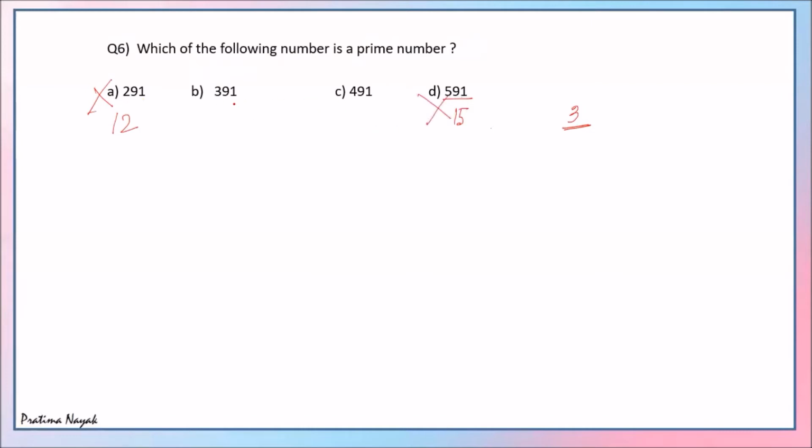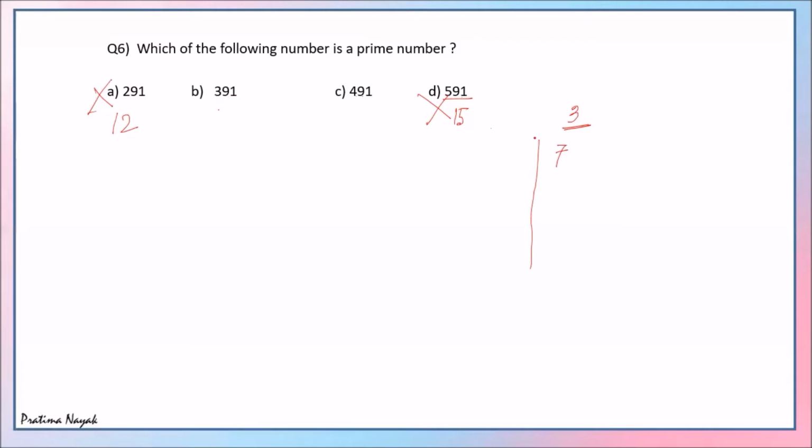You only have to test 391 and 491. 391, the sum is 13, so it is not divisible by 3. 4 plus 9, 13 plus 1, 14. It is also not divisible by 3. So after 3, what is the next number? I told you to test 7. Don't go for 5 because there is no 5 here. So 7.